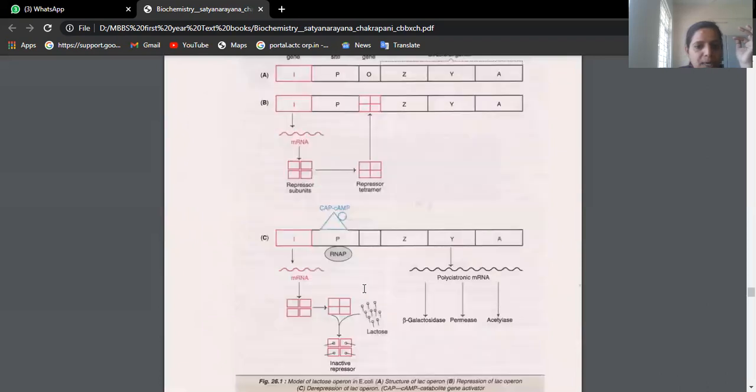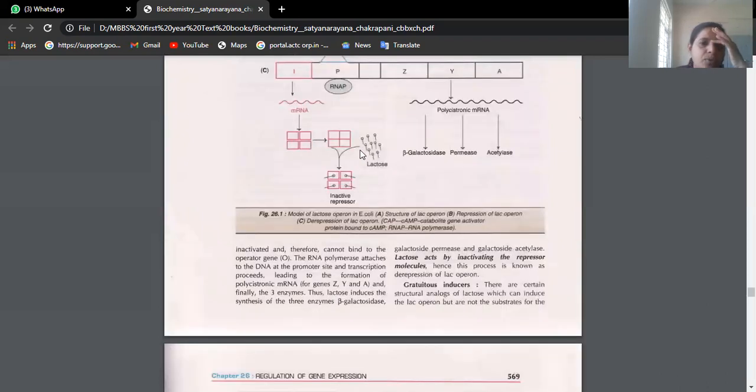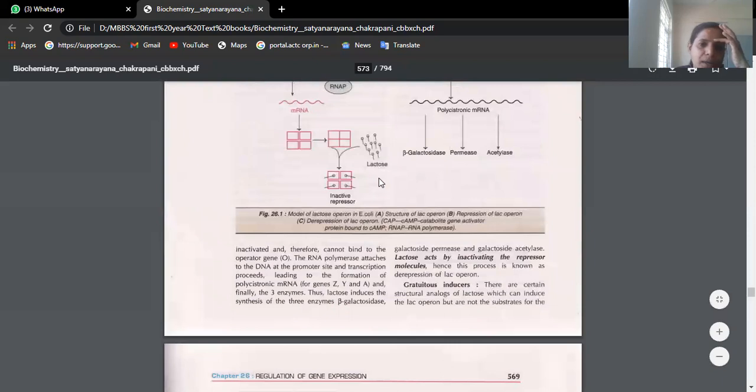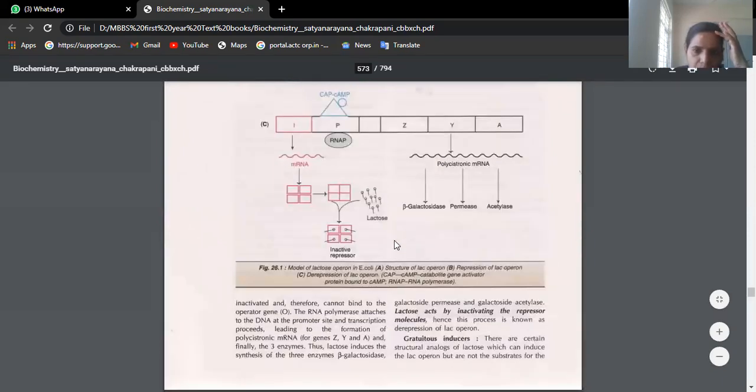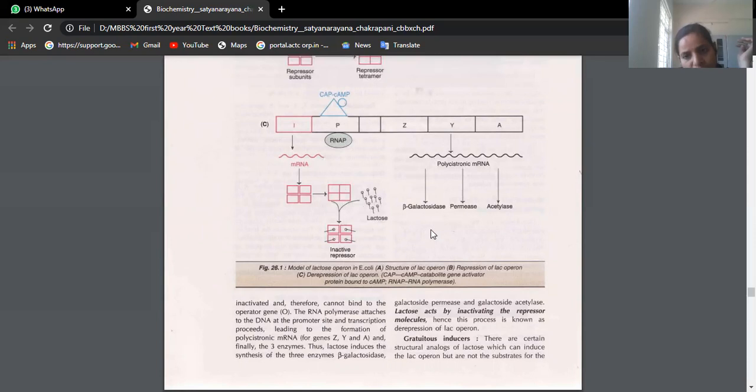It is the repressor tetramer. Here the bacteria is E. coli. Here it joins with lactose and inactivates this repressor. So overall the mRNA synthesized here produces many enzymes, which are proteins only: beta galactosidase, permease and acetylase. These are the enzymes synthesized in E. coli, and this has been studied. Okay, just a minute.